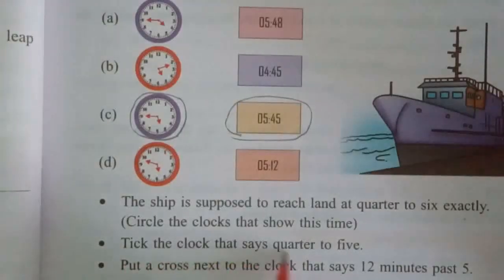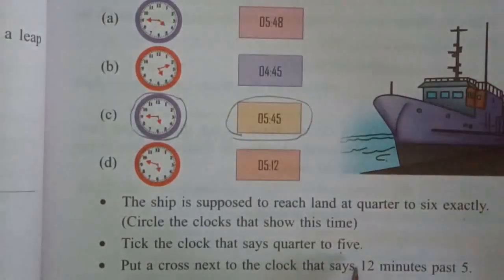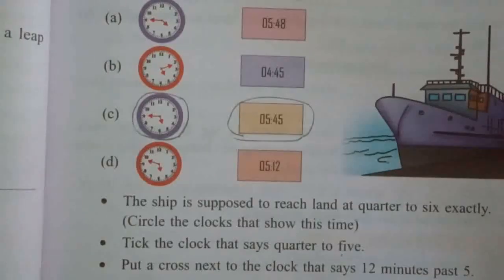Second, tick the clock that says 4:45. 4:45 means 4:45, in which 15 minutes remain to be 5. Which clock is showing 4:45 time?